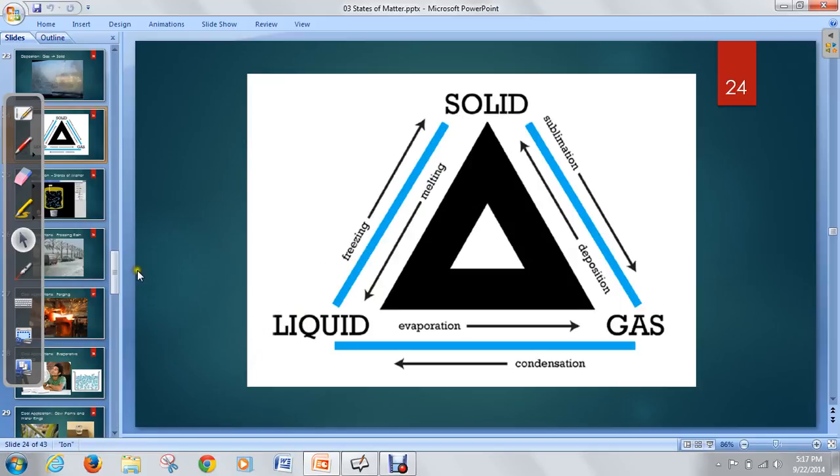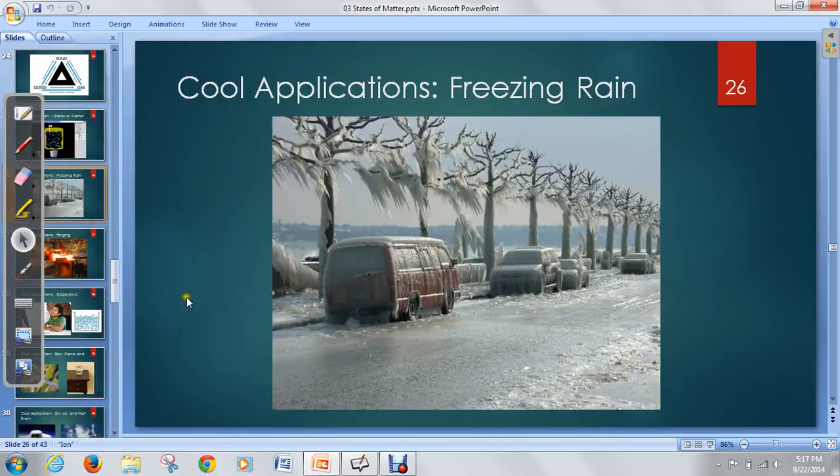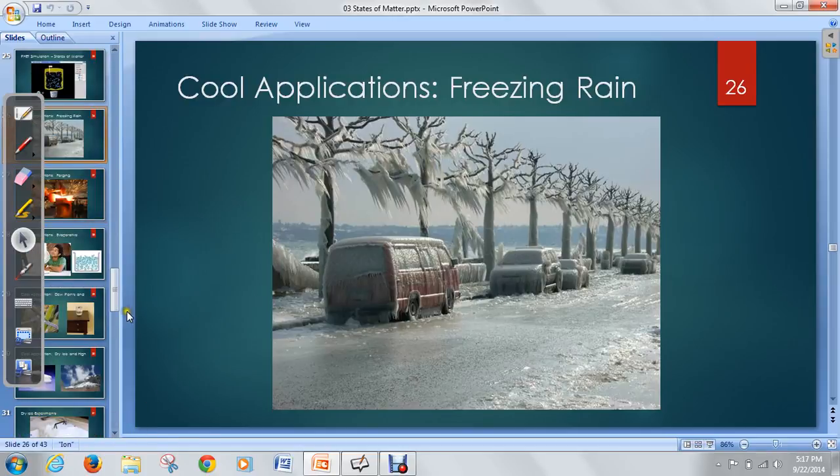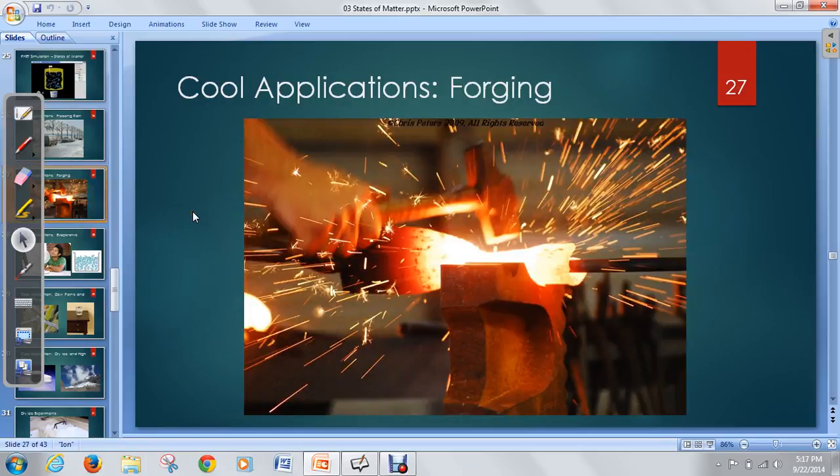Then we looked at some cool applications of some of these. For example, freezing rain, when water hits an object and goes straight to ice, making some really cool effects on weather. We talked about forging, which is when they take metal and melt it down or make it extremely hot so that it can be malleable, so they can move it around, and then they freeze it back up, and so it takes the form that they need.